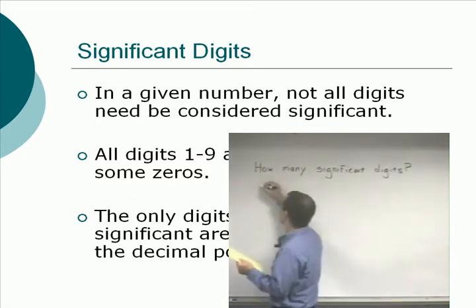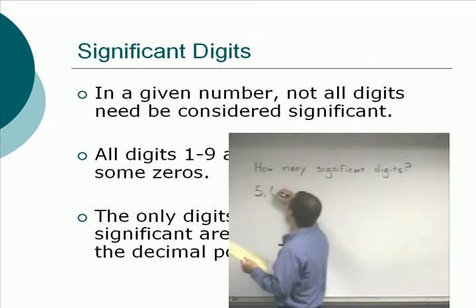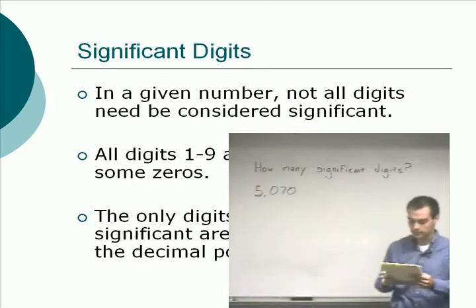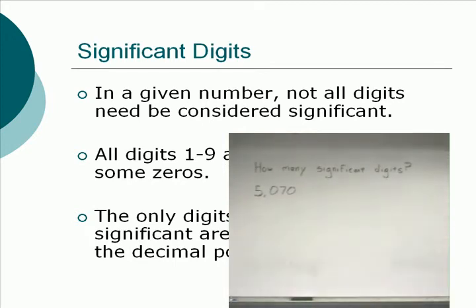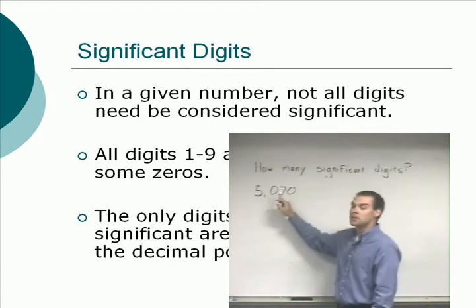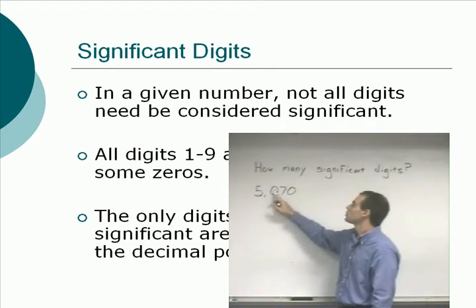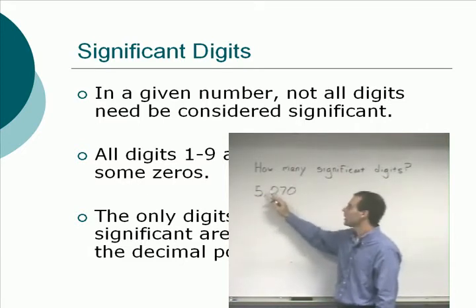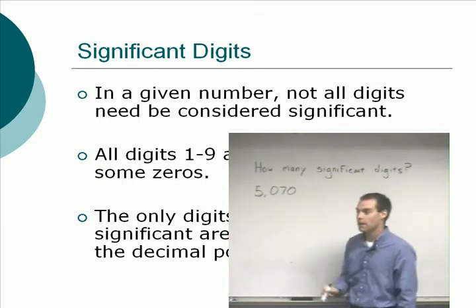The first example we'll look at is 5,070. Anytime we have a 0 that's between 2 non-zero digits, that 0 is significant. It's not rounded. We wouldn't round it off here but then unround at 70. And so this 0 certainly is significant. Anytime a 0 is between non-zero digits, it is automatically significant.